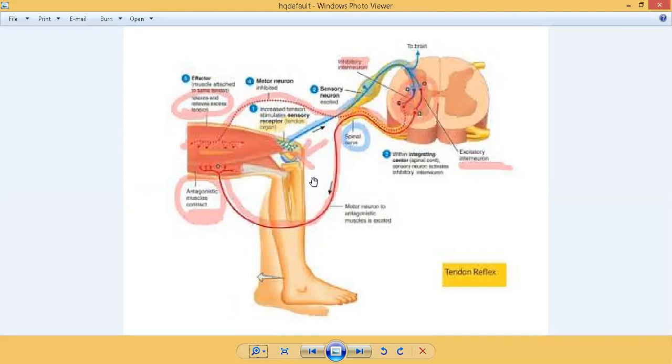Now the result will be that the muscle will immediately contract and there will be extension at the knee. So the muscle will contract and the leg will become straightened and the foot will kick forward, meaning the leg will become fully extended. This test is used to test the integrity of the reflex arc. This type of reflex is also protective. How? Because it prevents excessive joint movement that can damage tendon, ligament and muscles.